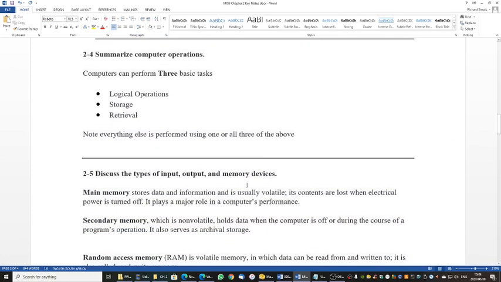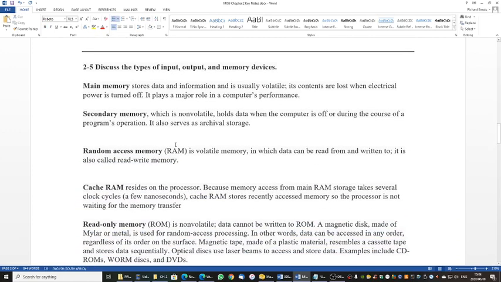Looking at computer operations, they can perform 3 basic tasks. Logical, such as arithmetic, storage of data on the hard disk drive, and retrieval of that data from the hard disk drive. You will not need to be able to explain the logical operations or the storage or the retrieval. Just be aware that these are the 3 basic tasks that a computer operation is made up of. Everything else is performed using 1 or all 3 of the above, together, when you are utilizing a computer.